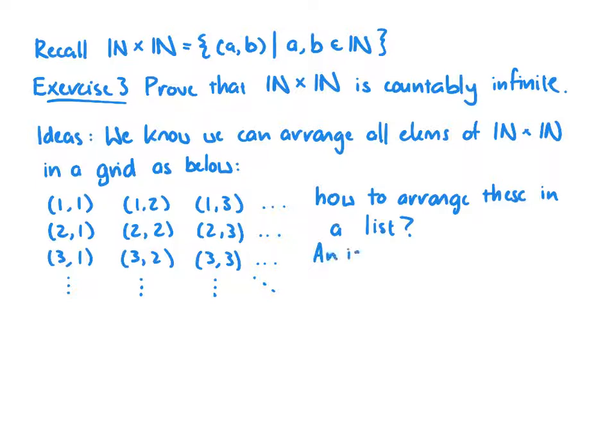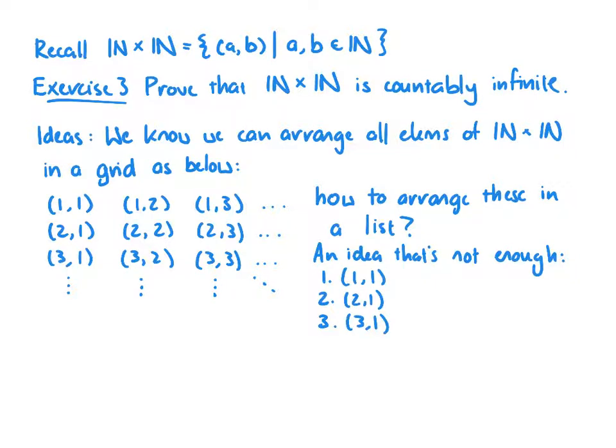An idea that's not quite enough is to do the following. Let's put (1,1) here in the first spot. Then let's put (2,1) in this second spot. Then let's put (3,1) in the third spot. And so on. But why is it not quite enough? We're just going down that first column, and we're never going to hit anything in another column. So (1,2) never appears in our list.